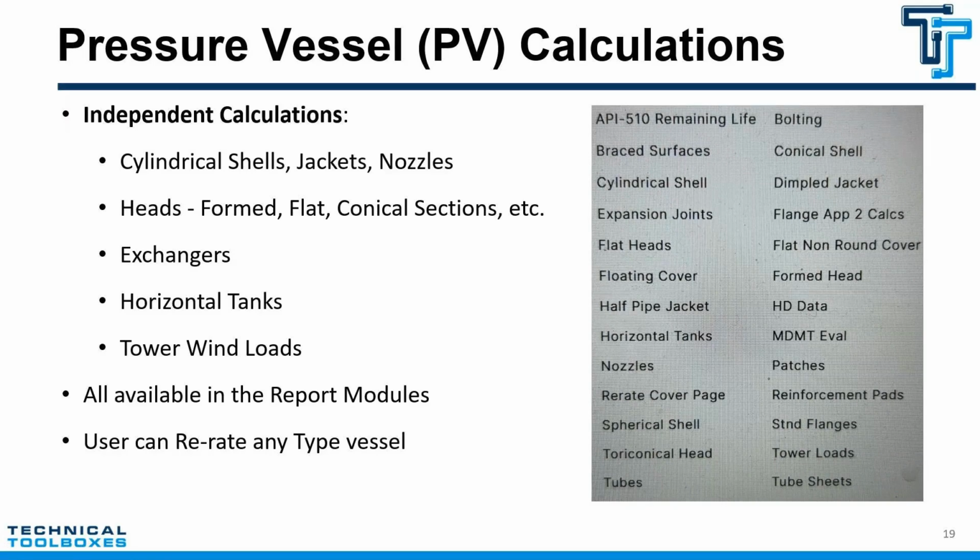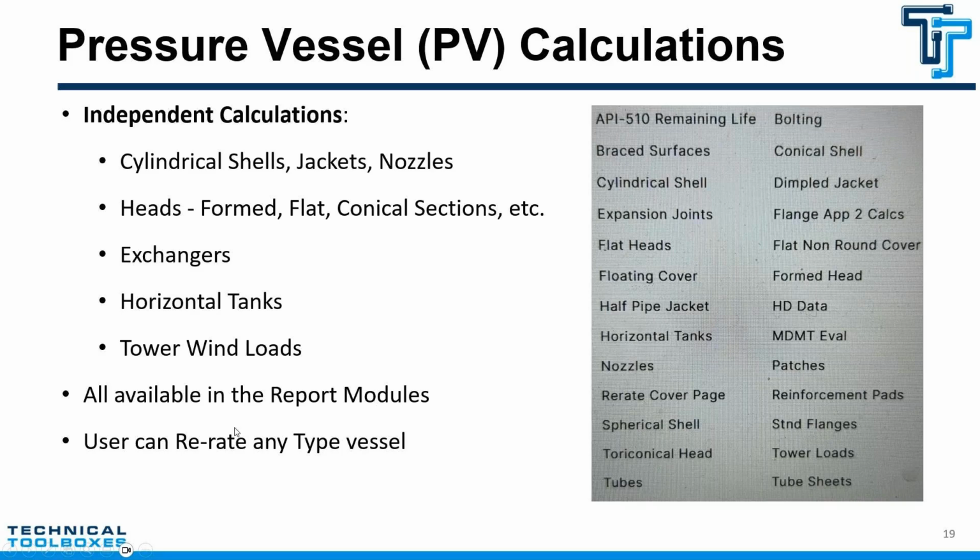So pressure vessel calculations. Here's a lot of the calculations that are available at the pick of a button, stuff like cylindrical shells, jackets, nozzles, heads. It has formed heads, which is like torispherical, hemispherical, ellipsoidal, has flat, conical sections. Exchangers, you can evaluate exchangers. Horizontal tanks per the Zick formula. Okay, not a lot of folks have those calcs. Tower wind loads, okay, all available in the report modules.